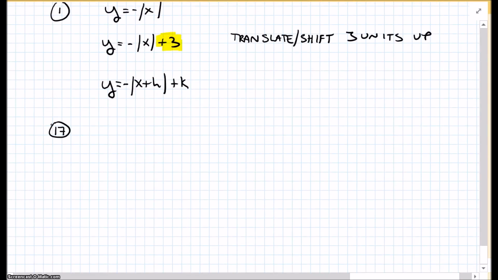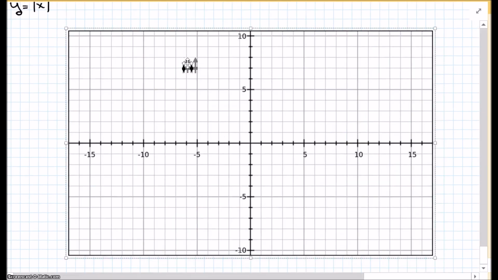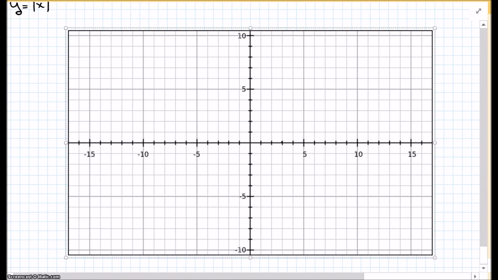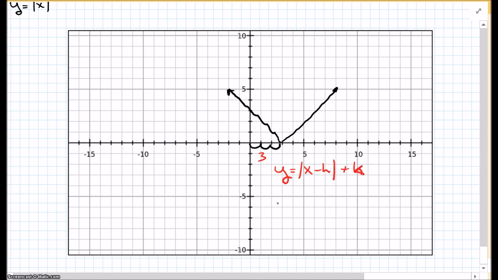Number 17. Write an equation for each horizontal translation of y equals the absolute value of x. So our graph that's drawn already looks like this. So how many units are we translated here? Sorry about that. Well, let's count. 1, 2, 3. So my equation is y equals the absolute value of x minus h plus k. My h value is 3, so this is going to be y equals the absolute value of x minus 3.